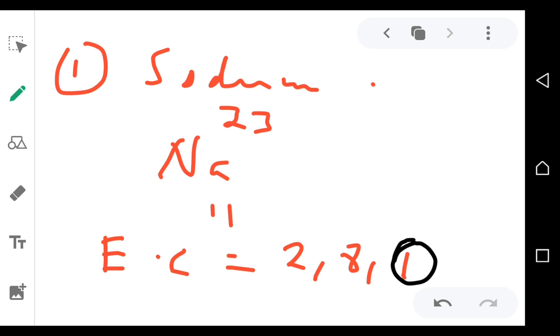If it is 1, I should write it. If it is 2, I should write it. If it is 3, I should write it. If it is 4, I should write it. But if it is 5, 6, 7, 8, 9, don't write it. Remember I said it should not be above 4? I said the last valence I should have, maximum, should be 4. Starting from 5 and above, don't write.